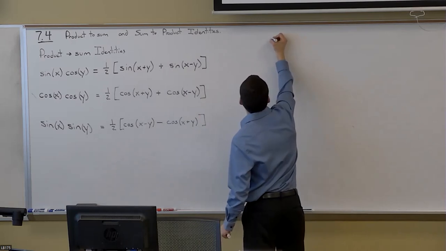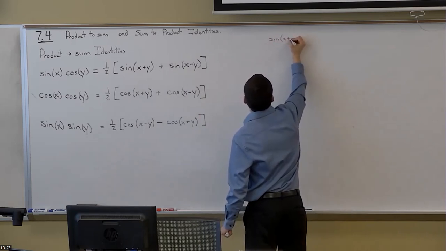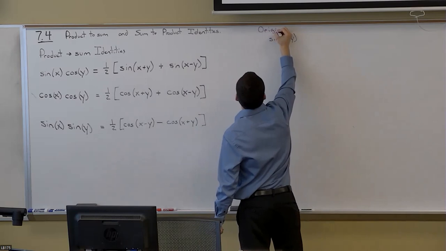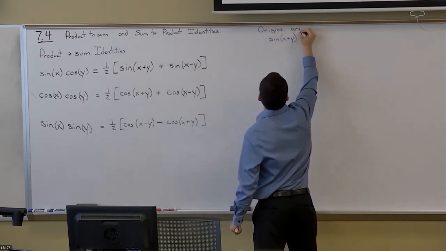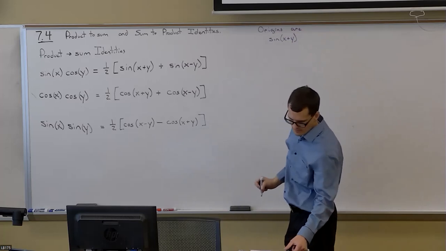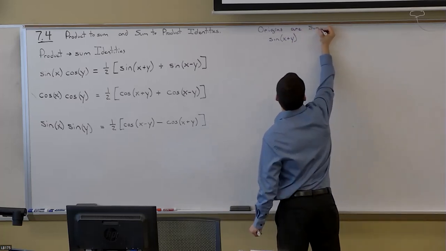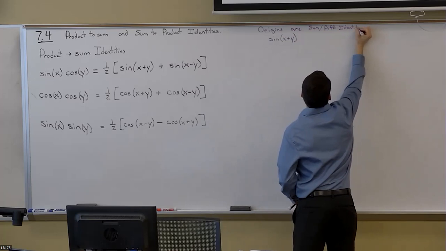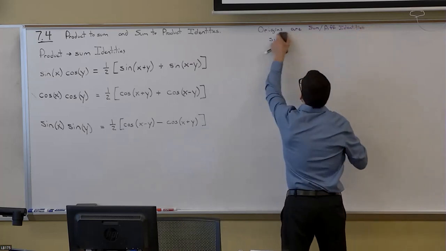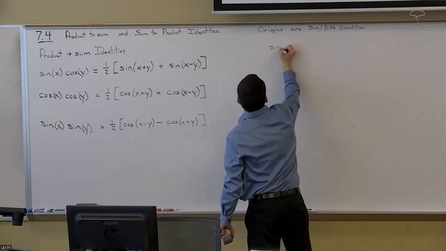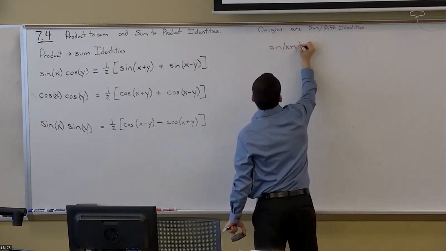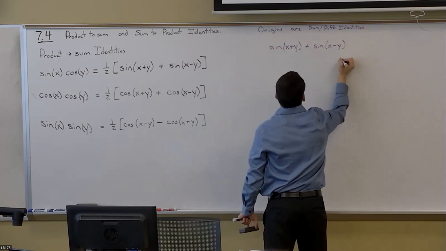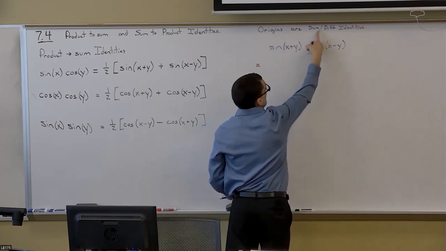What if we took sine of x plus y? You don't even have to write this. I can just say the origins are from the sum difference identities. So let me give you an example. I'll do this first one: sine of x plus y plus the sine of x minus y. What would that be equal to with the sum difference identities?